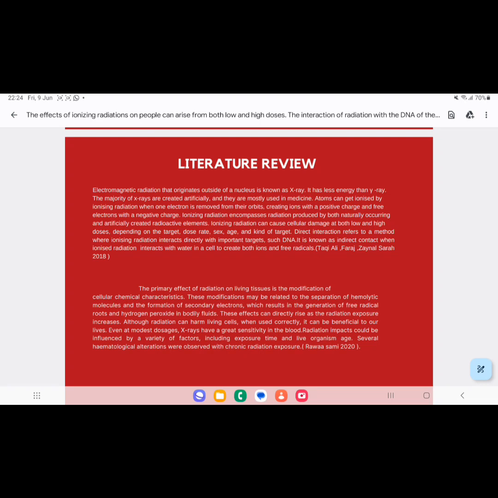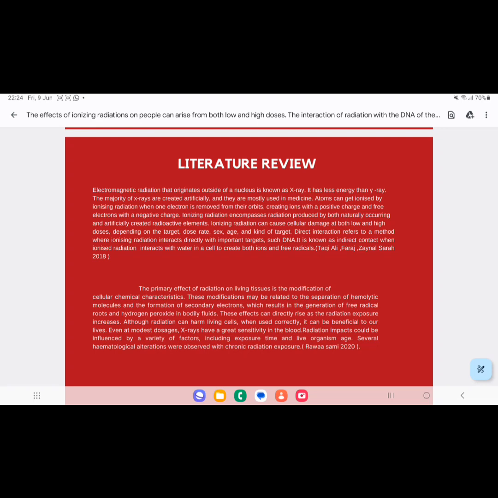The primary effect of radiation on living tissues is the modification of cellular chemical characteristics. This modification may be related to separation of molecules and the formation of secondary electrons, which results in the generation of free radicals and hydrogen peroxide in bodily fluids. These effects can directly rise as the radiation exposure increases. Although radiation can harm living cells, when used correctly, it can be beneficial to our lives.